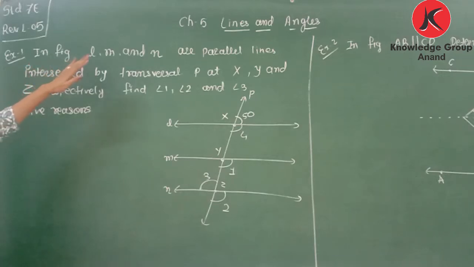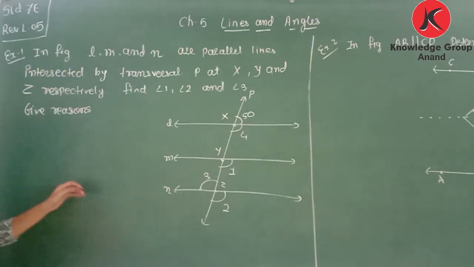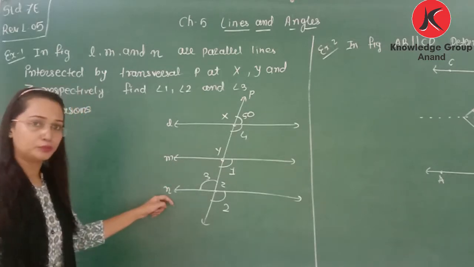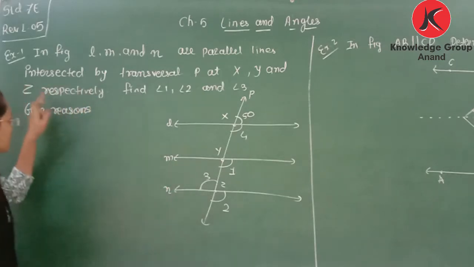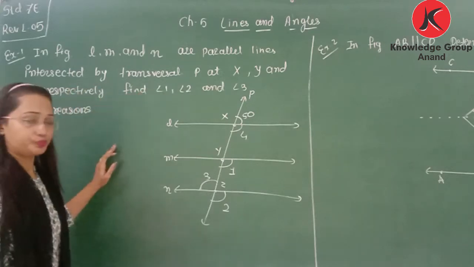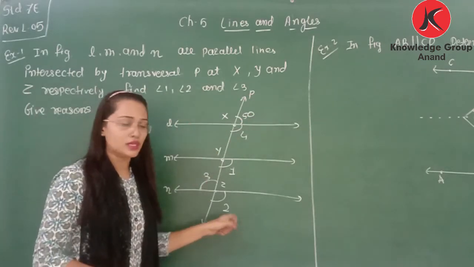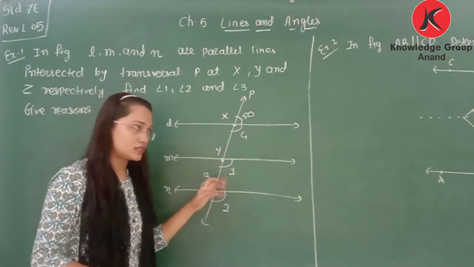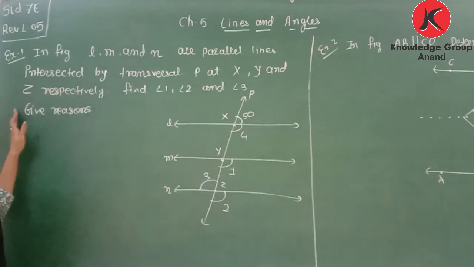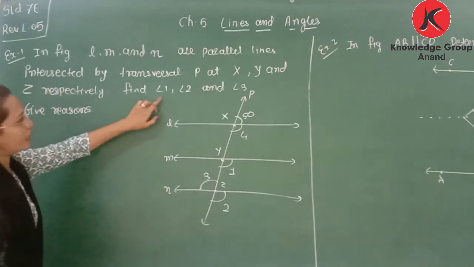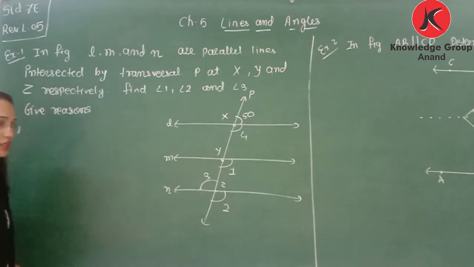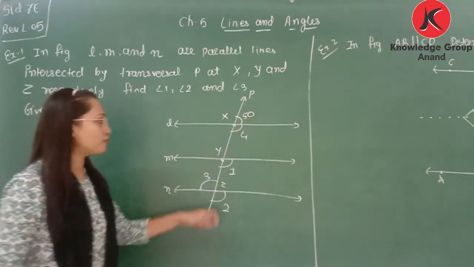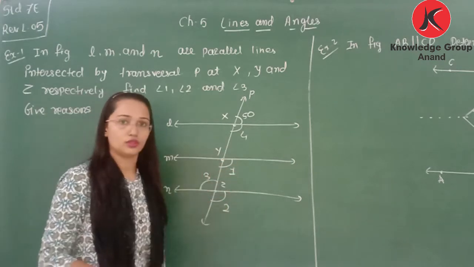In the figure, L, M and N are parallel lines. So here in this figure, three lines are parallel: L, M and N. They are cut by transversal P. So P is a transversal. It cuts line L at X, M at Y and N at Z. Here, you need to find angle 1, angle 2 and angle 3.